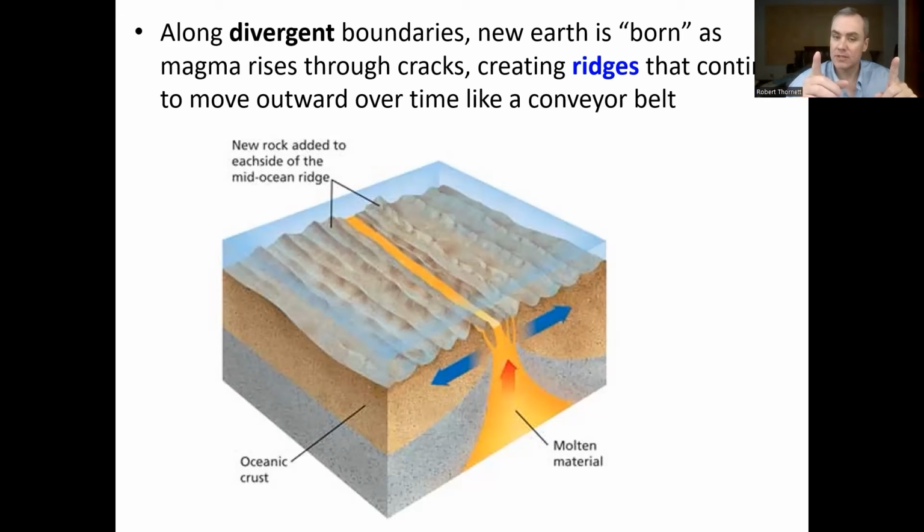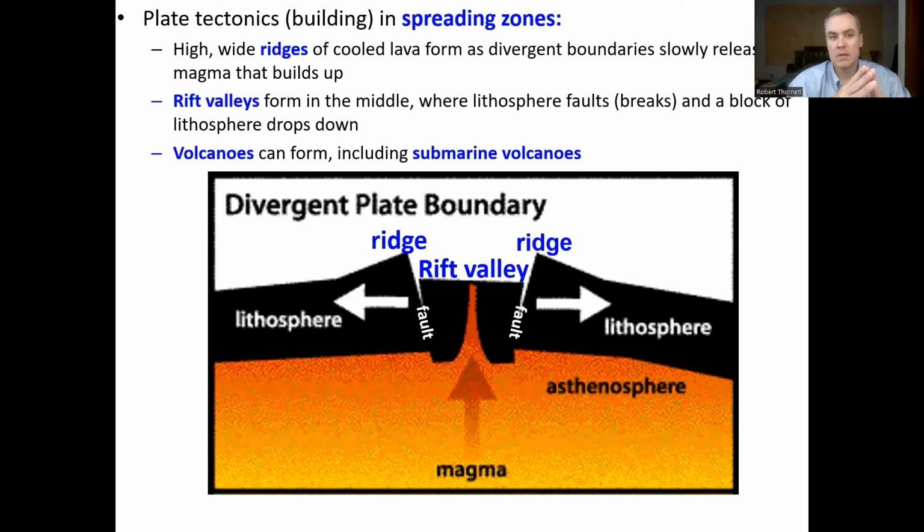Keep that in mind, because in the converging boundaries is where Earth is recycled. So it's born in the diverging boundaries. It's going to be recycled in the converging boundaries. So ridges is the first thing we can get in a spreading zone.